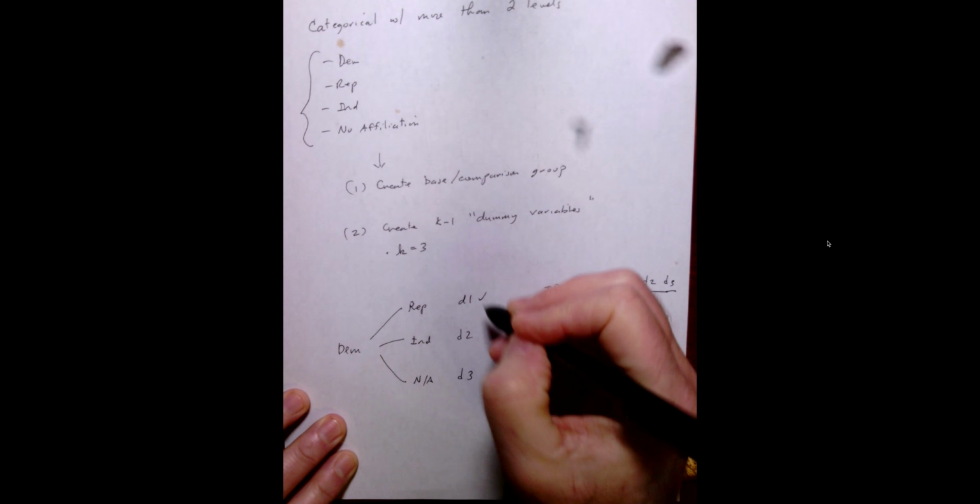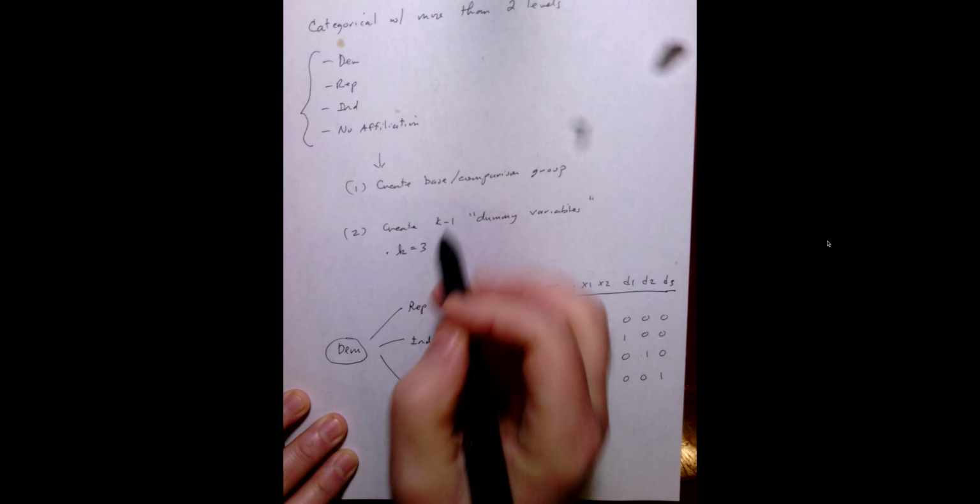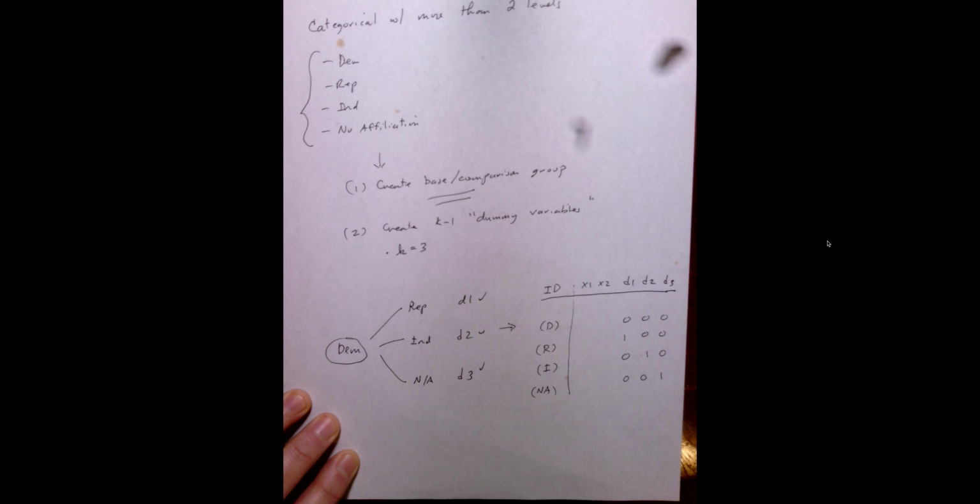What we have to do there is we can't approach it in the standard manner that we would with a dichotomous variable, this or that. What we have to do is create a base comparison group. Second thing we have to do is create what are called k-1 dummy variables. K is the number of levels, so we have 4 levels here. So k-1 is clearly 3. So we would need to create 3 dummies. I would create dummy 1, dummy 2, and dummy 3. Assuming that my base comparison group is Democrat.